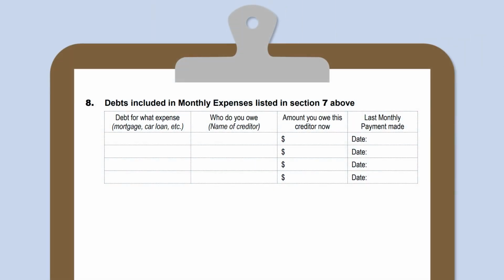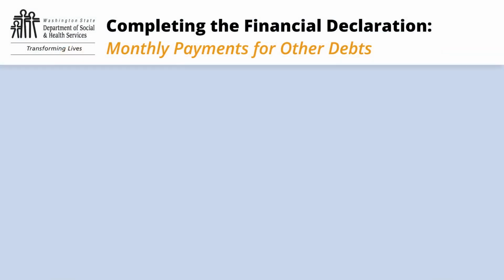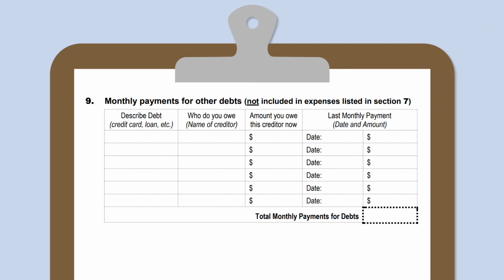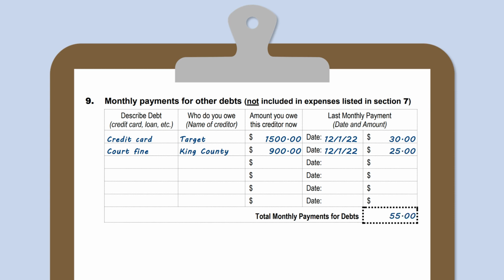Section 8 is for debts that are listed on page 4 in section 7, monthly expenses. In this section, you will list how much you still owe on each debt. For section 9, you will list monthly payments for debts not included on page 4. This may be credit card bills, other loans, court costs, legal obligations, fines, tickets, judgments, restitution, medical debt, student loans, or anything like that.